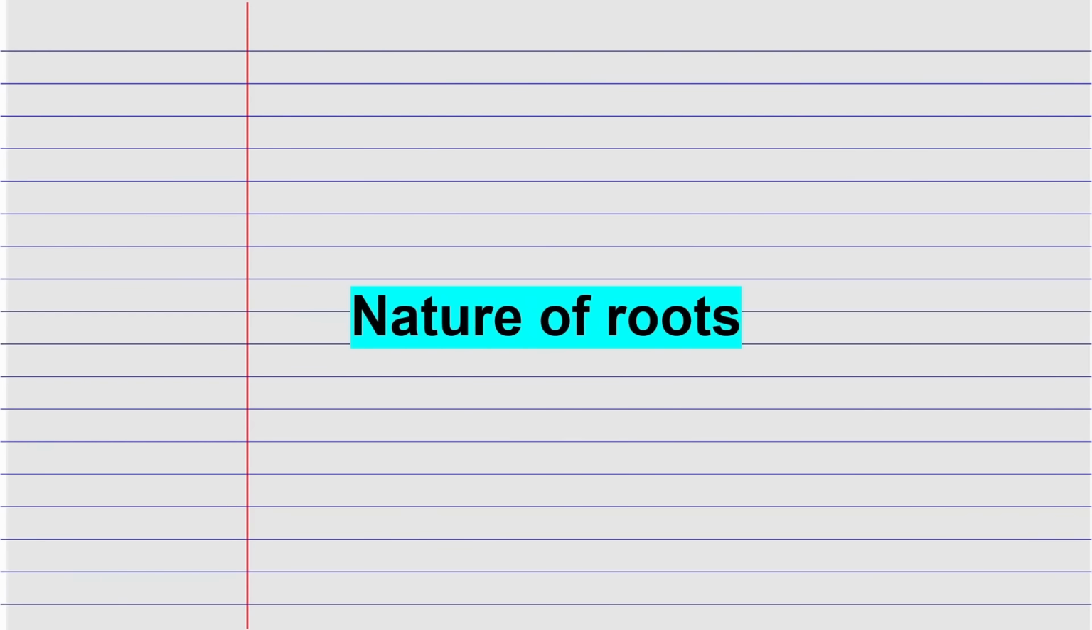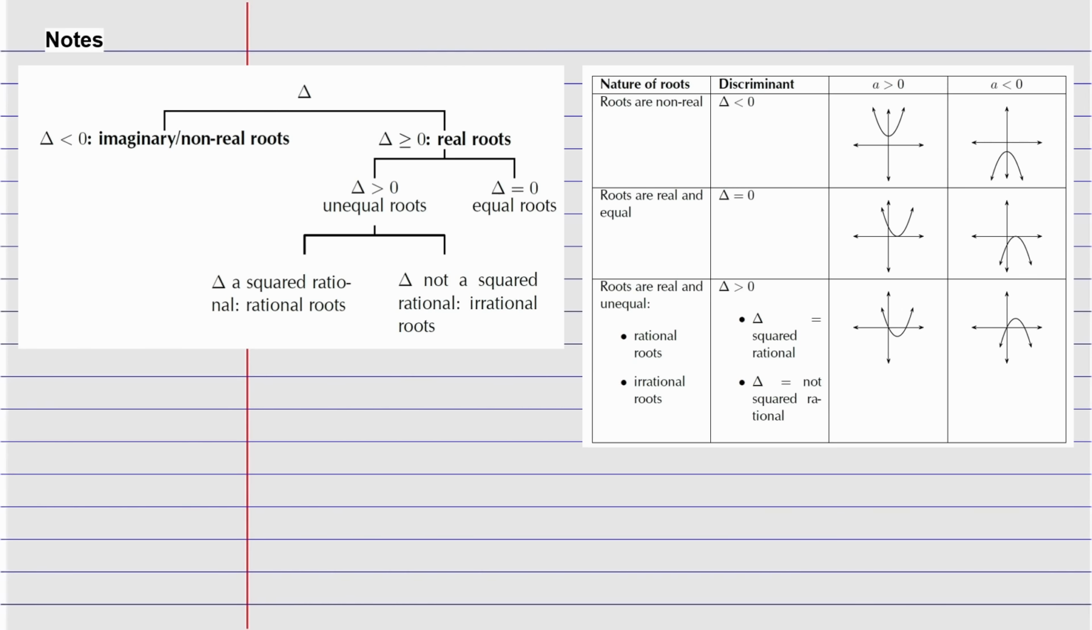So now we're going to move to nature of roots. With nature of roots, this is the idea that you need to understand. Let me just give you the formula of delta, or this triangle, which is going to be b squared minus 4ac. If you look closely, before I discuss everything, this delta is from the quadratic formula.